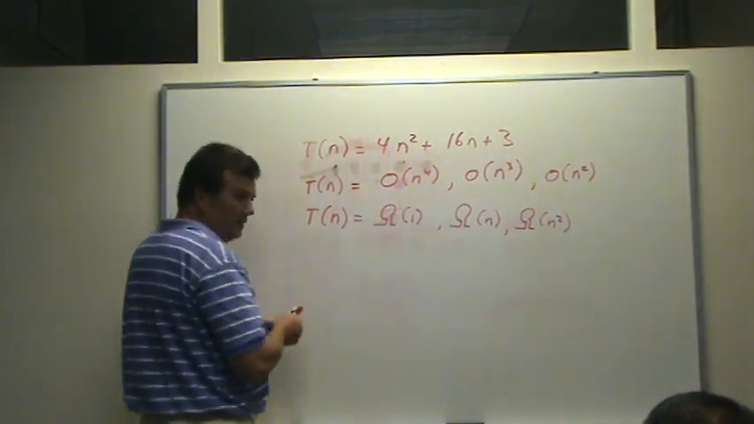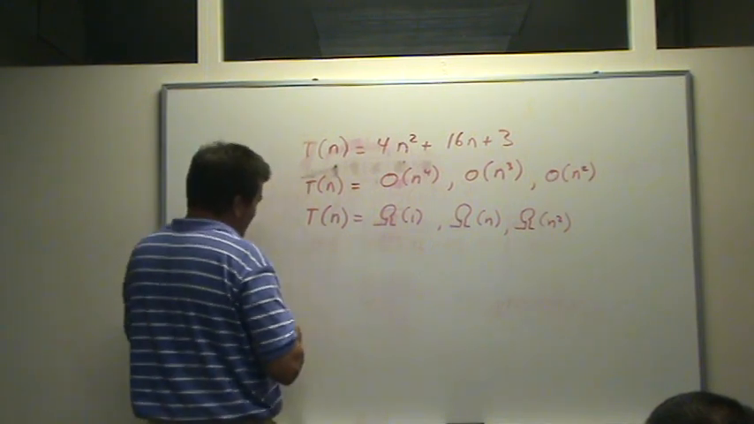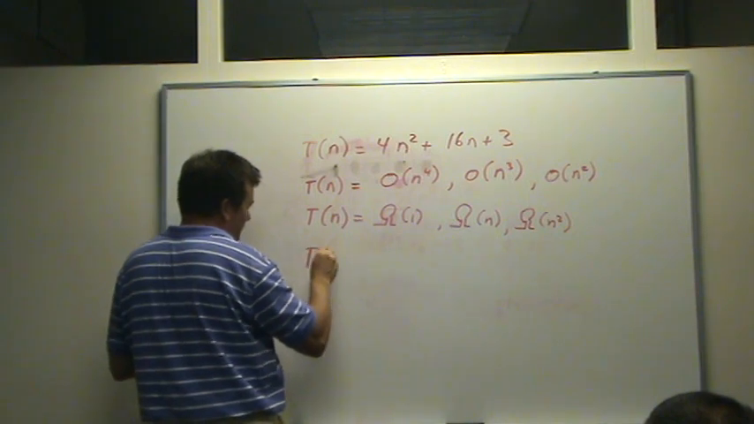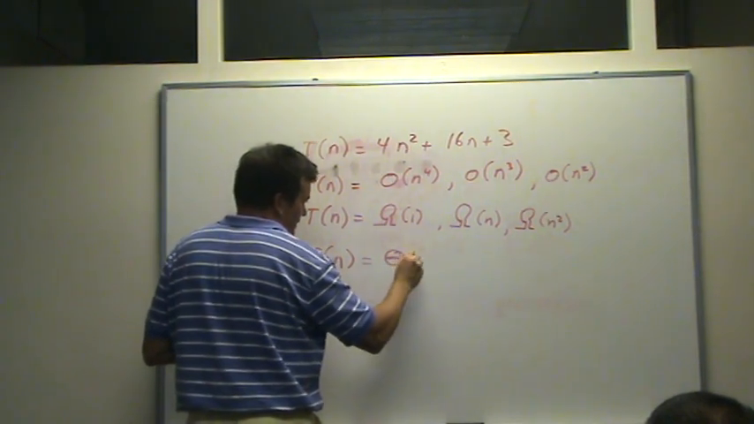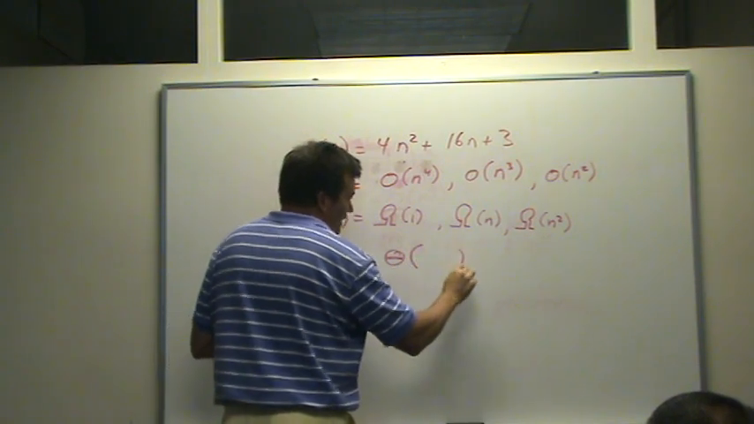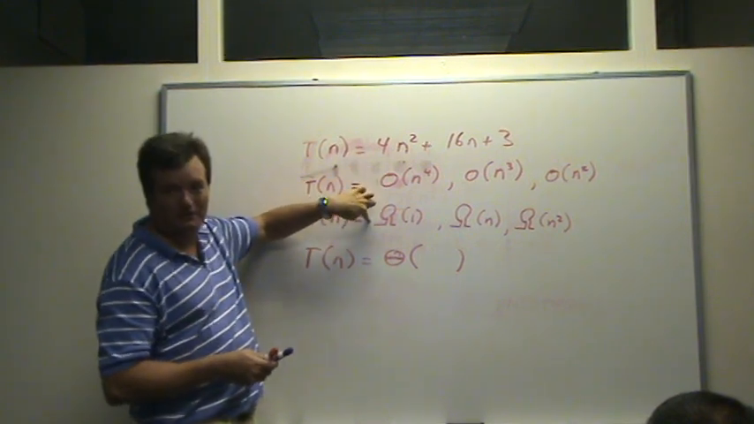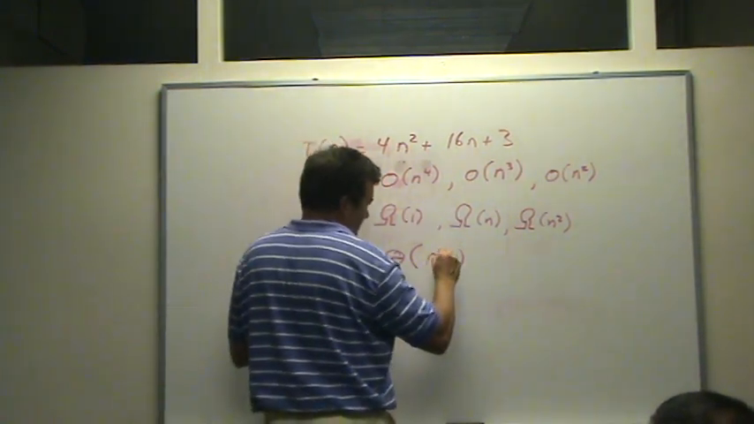Now, the other symbol was that theta? Yeah. Theta means both of these are true. So if your function t of n equals theta of something, I'm going to write a function here. It has to be a function that is true for this and true for this. N squared. And there's only one. So it's the n squared one.